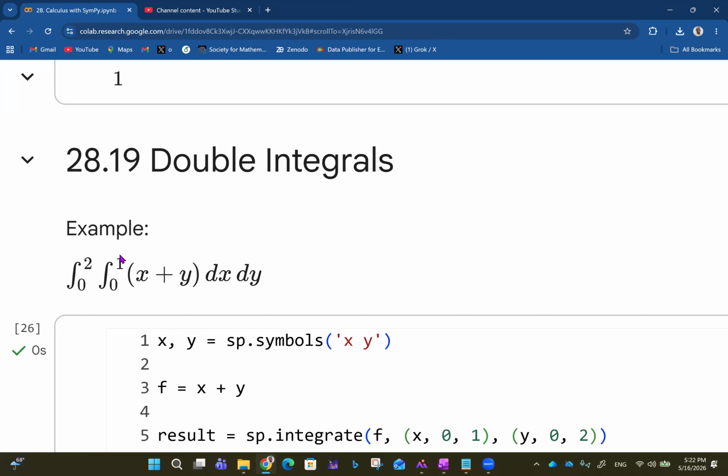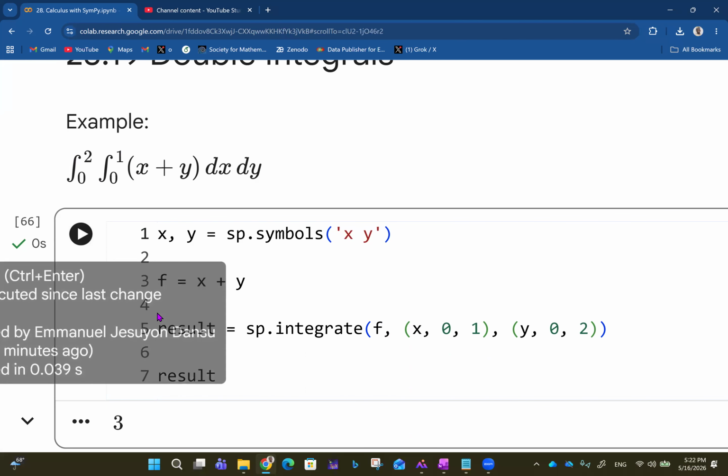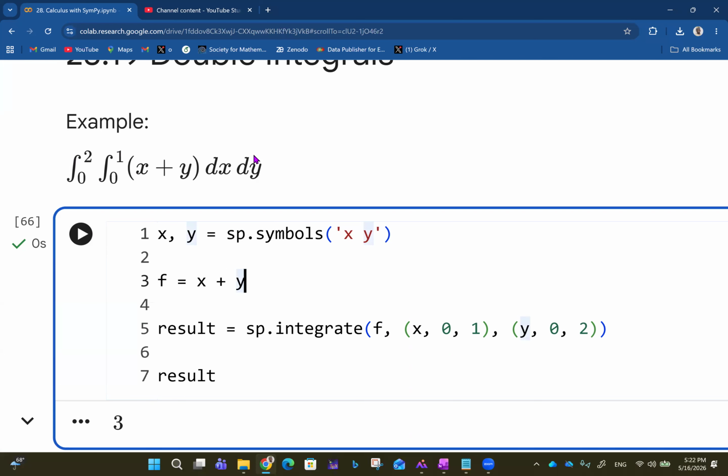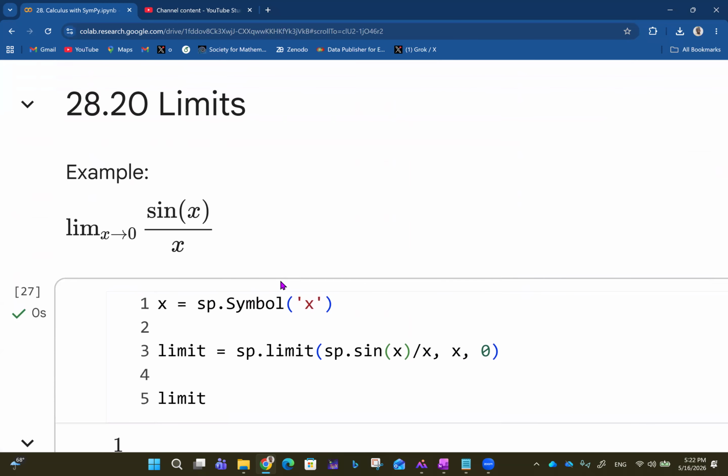Then you have double integrals. I think in one of the previous videos, not in this playlist, I've talked about double integrals. So you integrate with respect to x first, and then with respect to y, and the answer ends up giving you 3. So once you set it up this way, then you have limits now, sine x over x. We've done that also in a previous video under this playlist.